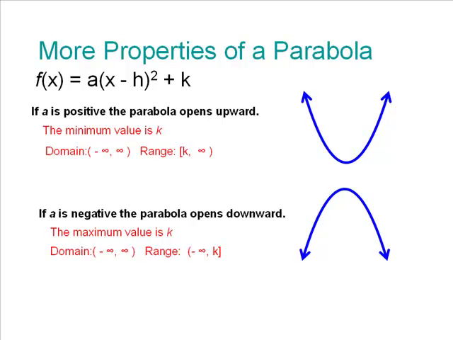Now, what we need to note is that the domain, whether it opens upward or downward, will always be negative infinity to positive infinity. What's going to change is the range. If it opens upward, then the range goes from the k value to positive infinity. And if it opens downward, it goes from negative infinity to the k value.